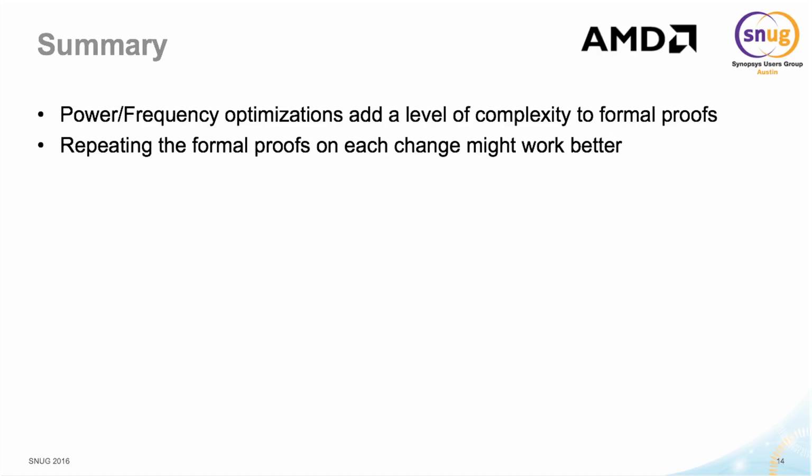Coming to the conclusion, we successfully verified one multiplier and one divider using sequential equivalence checking. The learnings of this work were: one, optimizations such as power and frequency optimizations can add complexity for formal. Two, repeating formal proof after each change may converge faster.